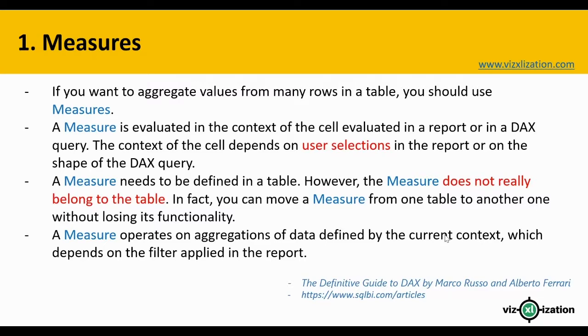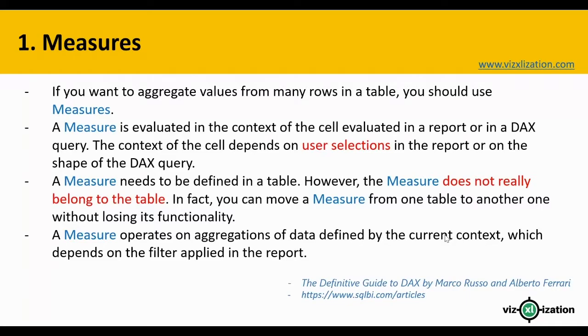Okay, measures. For measures, we have 4 different key points. The first one, if you want to aggregate values from many rows in a table, you should use measures. The next point, a measure is evaluated in the context of the cell evaluating a report or in a DAX query. The context of the cell depends on user selections in the report or on the shape of the DAX query. Really important, okay?